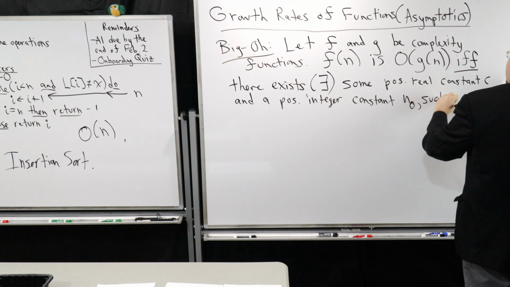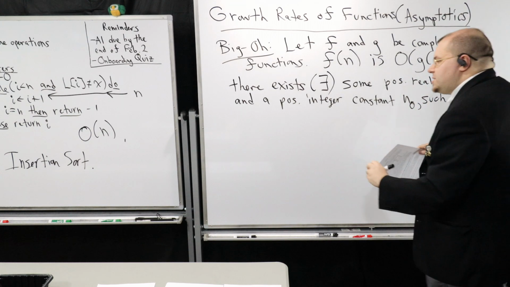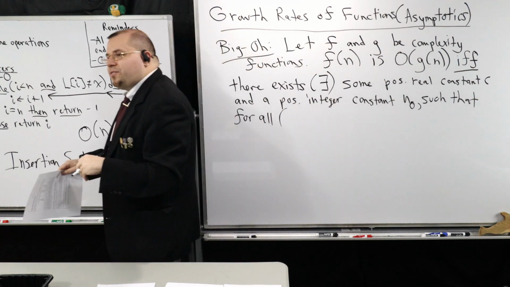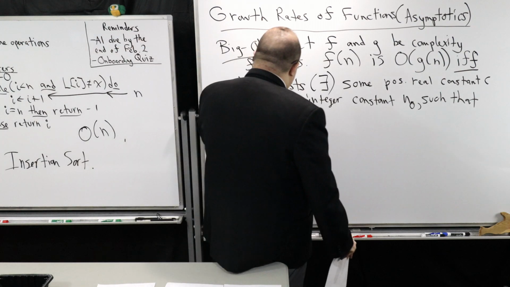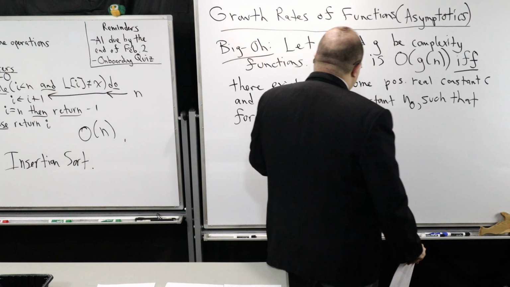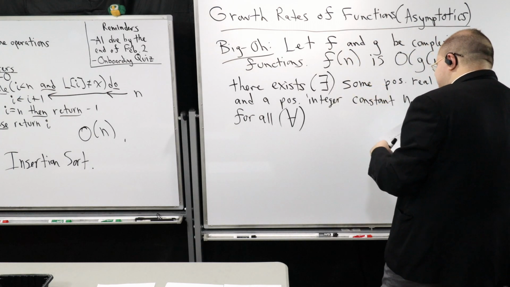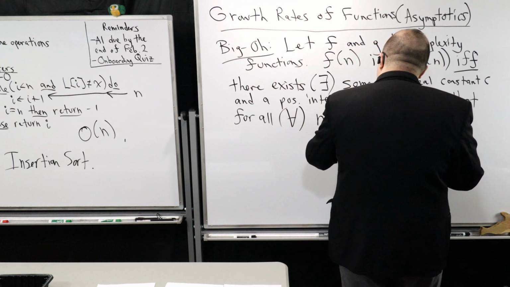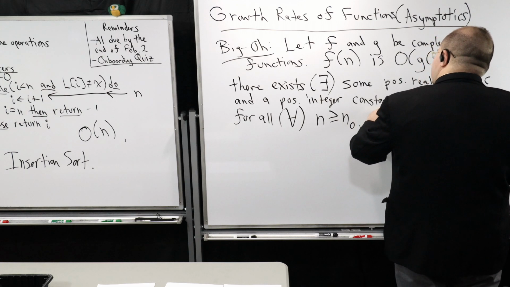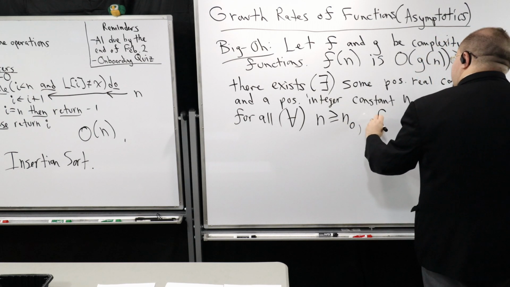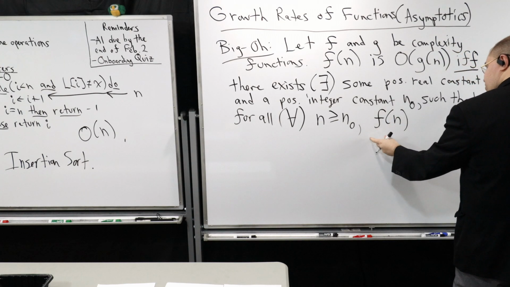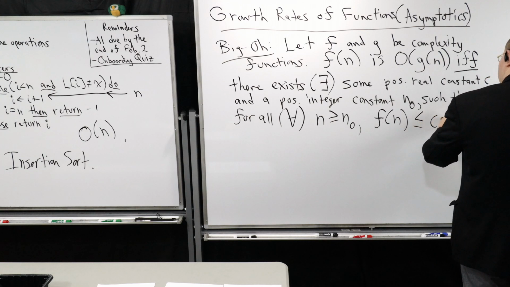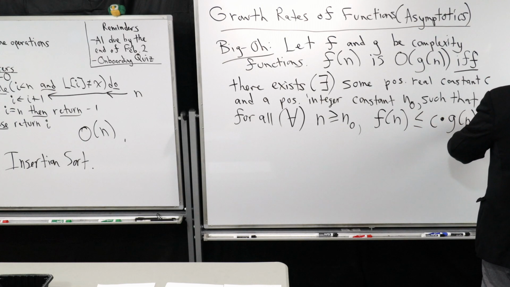Such that for all. Now some people like to abbreviate "for all" with an upside down capital A. You may have seen this if you studied a little bit of logic. It's a quantifier. For all n greater or equal to n0, then this is what I want to have happen. I want it to be that f of n, now I'm referring to what the value of it will be given n, is less than or equal to c times g of n.